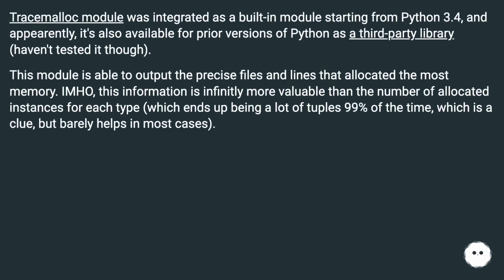The tracemalloc module was integrated as a built-in module starting from Python 3.4, and apparently it's also available for prior versions of Python as a third-party library. Haven't tested it though. This module was able to output the precise files and lines that allocated the most memory. This information is infinitely more valuable than the number of allocated instances for each type, which ends up being a lot of tuples 99% of the time, which is a clue, but barely helps in most cases.